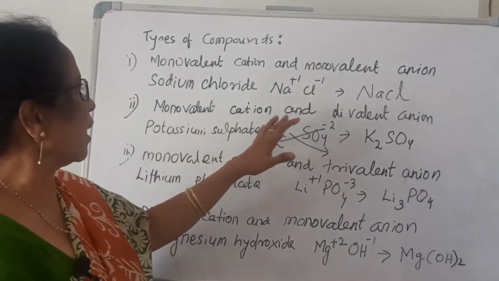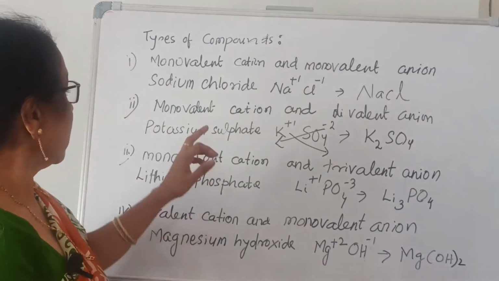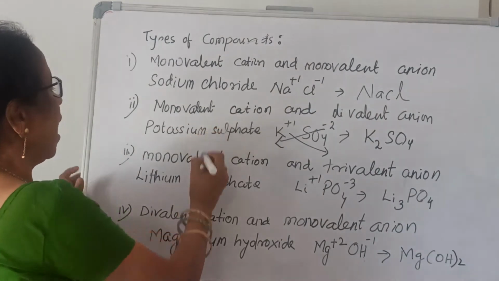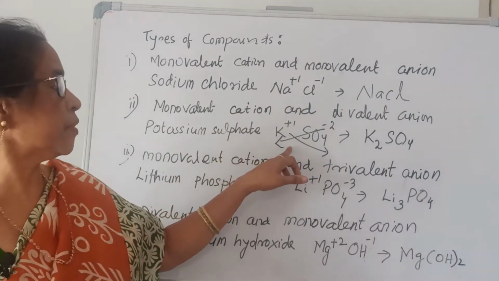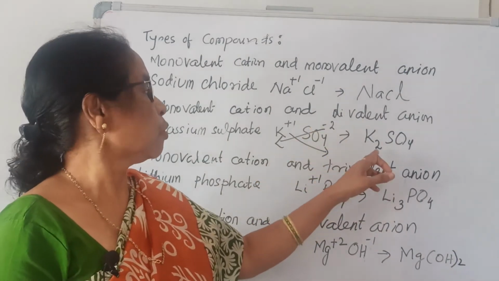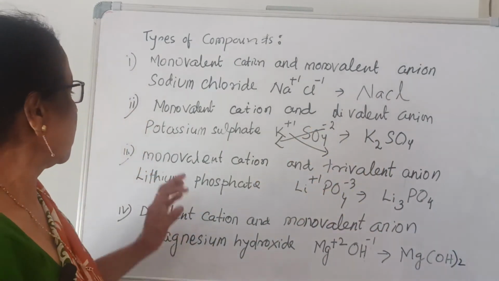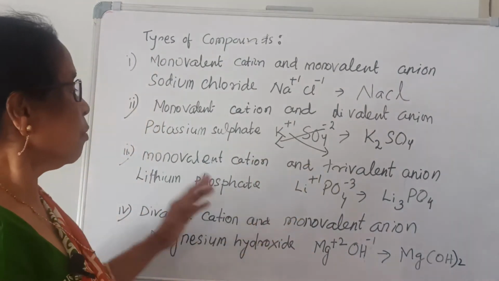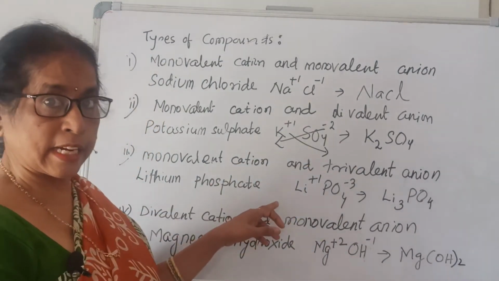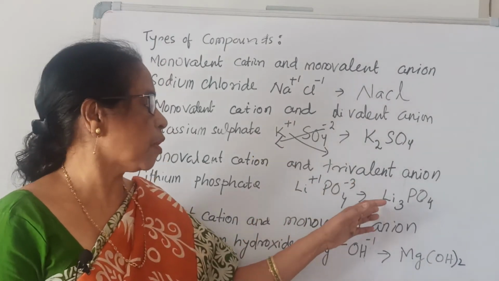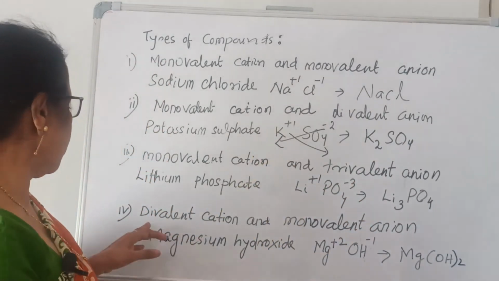And monovalent cation and divalent anion. Monovalent potassium and here sulfate: it gives K plus 1 and SO4 minus 2, so K2SO4. And see monovalent cation and trivalent anion. Let's take lithium, Li plus 1, PO4 minus 3, so the formula is Li3PO4.